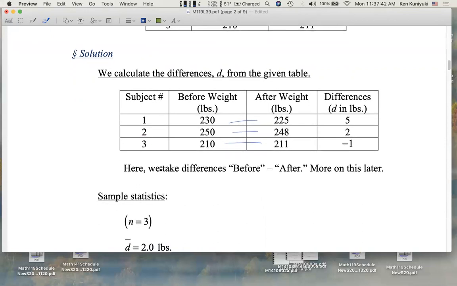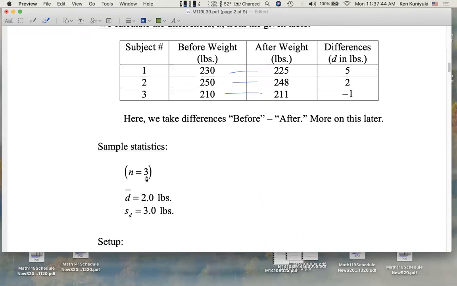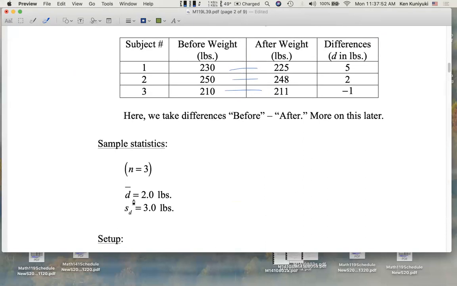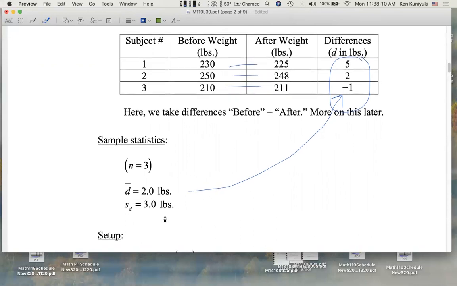Okay. Anyway, sample statistics. n equals 3. That's the number of matched pairs. Each matched pair consists of a before weight and an after weight for one man. Here's the sample mean. If you work out the sample mean for this D column, it's going to be 2.0 pounds. Remember, we go to 1 decimal place further. The sample standard deviation is 3.0 pounds. You can get that from a calculator or Excel.